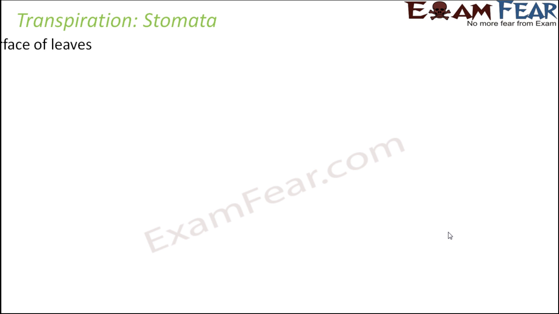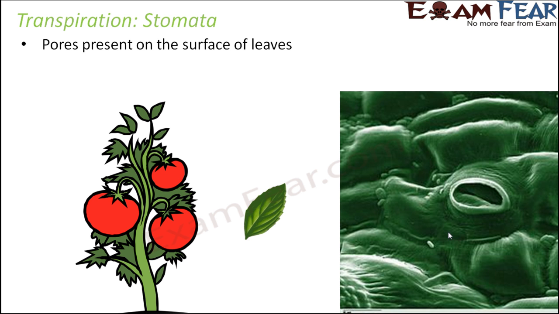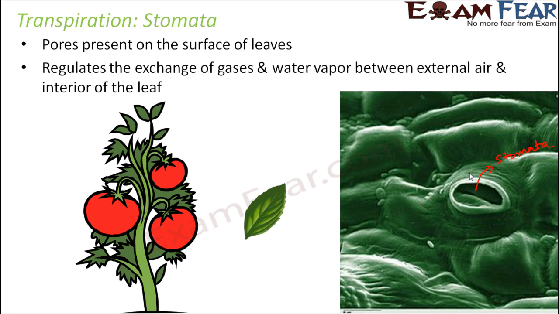If you look at the concept of stomata, as I mentioned before, these are the pores present on the leaf surface. If you magnify the leaf, you will be able to see these pores. However, the stomata are so tiny that they are not visible to the naked eye. But these are the holes through which water loss takes place. These tiny pores called stomata help in the exchange of gases as well as water vapor between the external atmosphere and the inside of the leaf.